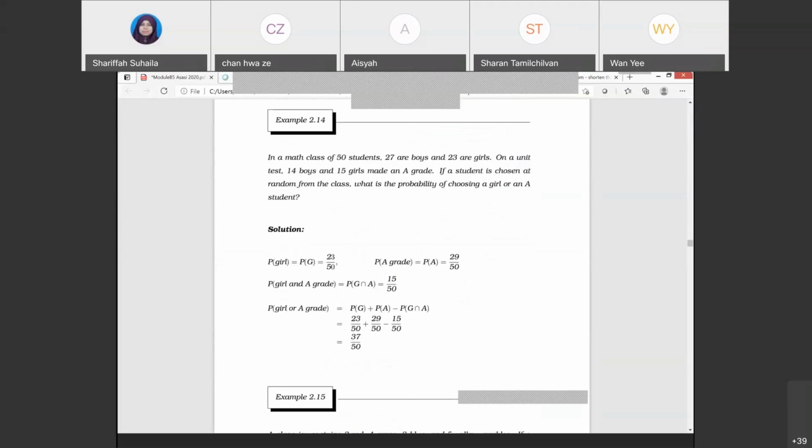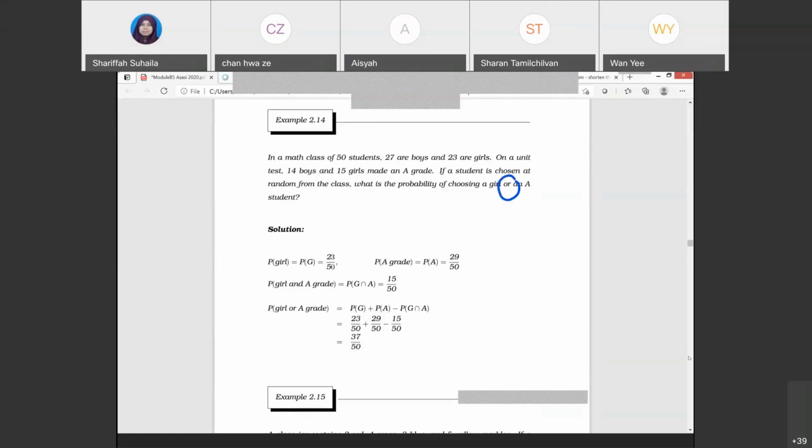So let's refer to example 2.14. In a math class of 50 students, 27 are boys and 23 are girls. On a unit test, 14 boys and 15 girls get an A grade. If a student is chosen at random from the class, what is the probability of choosing a girl or an A student? The keyword here is or.